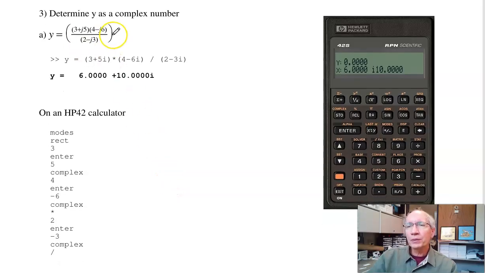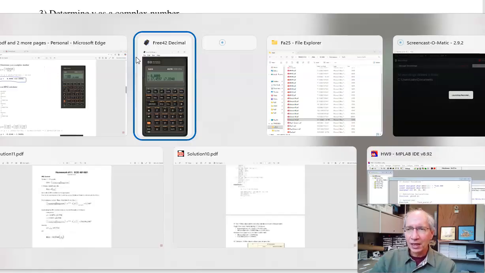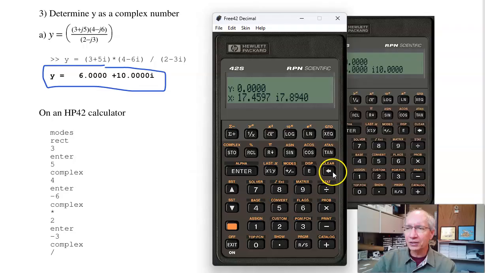If I want to multiply and divide complex numbers, again, Matlab has no problem with that. That's 3 plus 5i times 4 minus 6i divided by 2 minus 3i. You get a number. Matlab handles complex numbers with ease. HPs also handle complex numbers with ease.